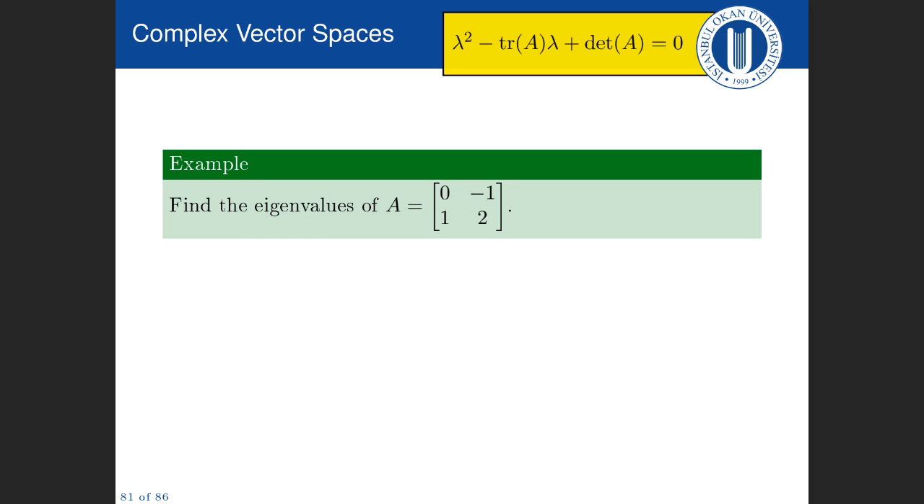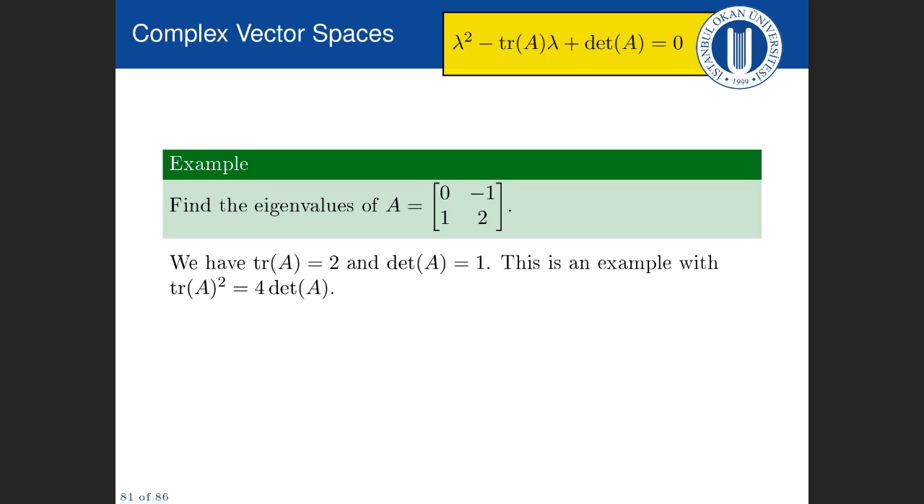Let's do another one. Find the eigenvalues of 0, minus 1, 1, 2. The trace is 2 and the determinant is equal to 1. This is an example where the trace squared is equal to 4 times the determinant. That means we're going to get 1 repeated eigenvalue.